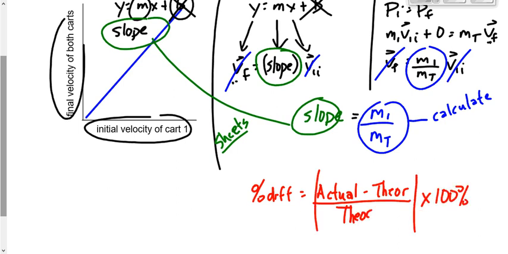You guys recognize that from chem class? You've seen that before? The slope is the actual value, and your calculation of mass 1 over mass total is the theoretical value. If you get 0%, then those two numbers are exactly equal.